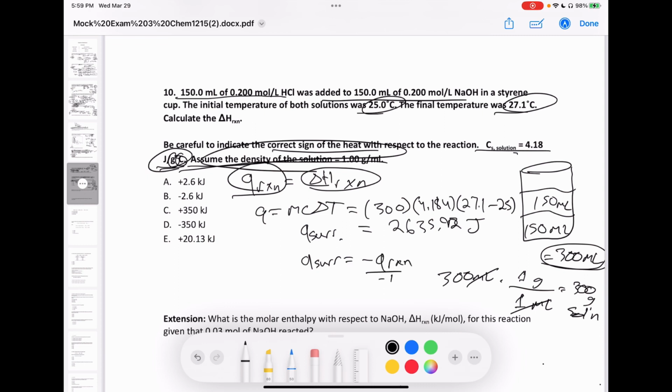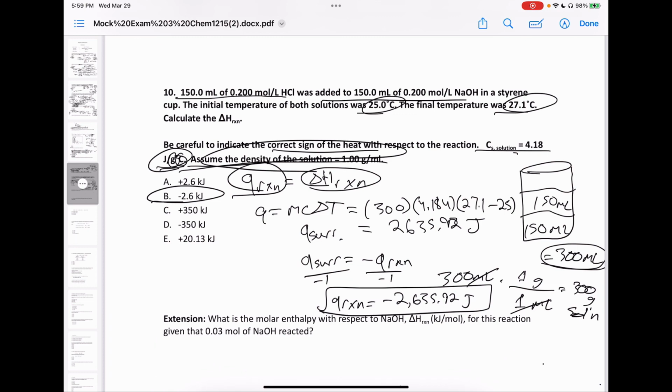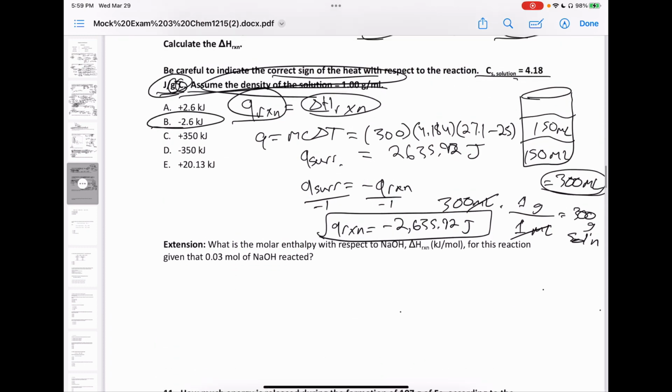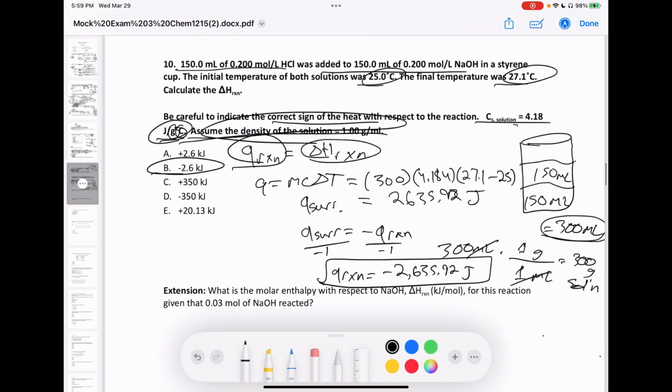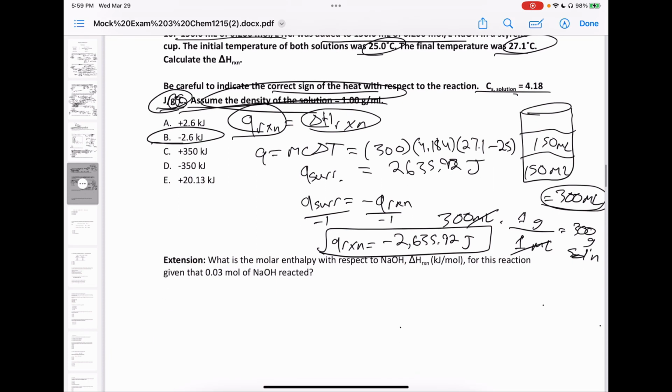So divided by -1, we get Q of the reaction is just equal to negative 2635.92 joules. And then it wants the answer in kilojoules, and there's 1,000 joules in a kilojoule, so you just divide that by 1,000, and then you get negative 2.6 kilojoules. Oh, I didn't see the extension.